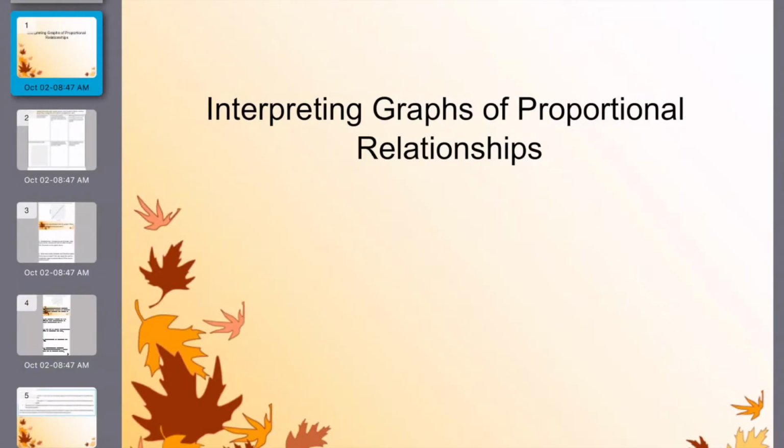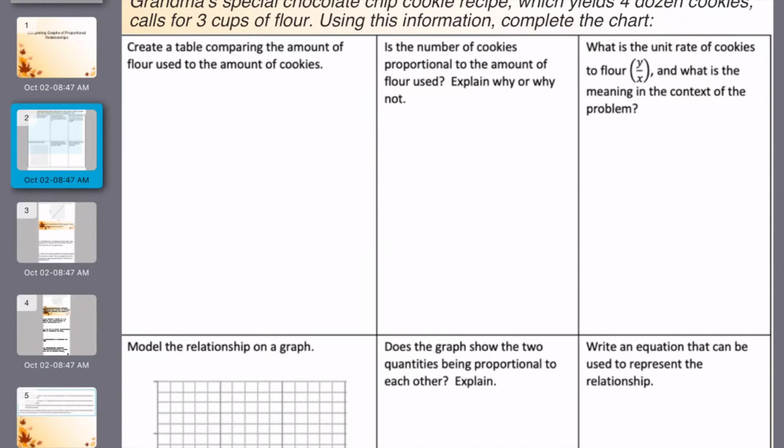All right, seventh graders, let's talk about interpreting graphs of proportional relationships. Our first example: Grandma's special chocolate chip cookie recipe, which yields 4 dozen cookies, calls for 3 cups of flour. Using this information, complete the chart below. So let's start by creating a table.